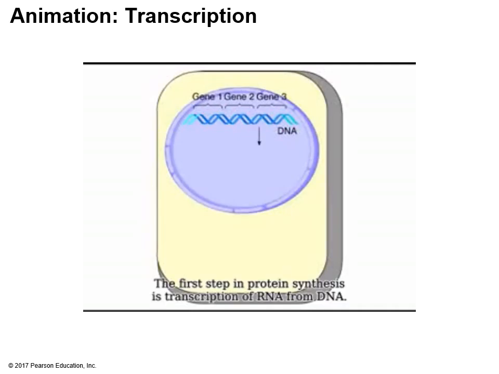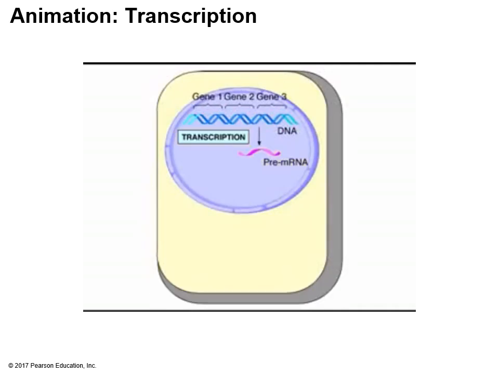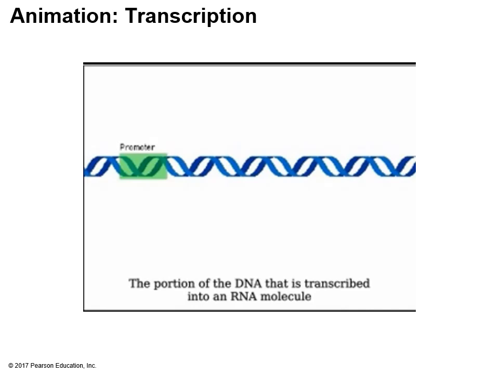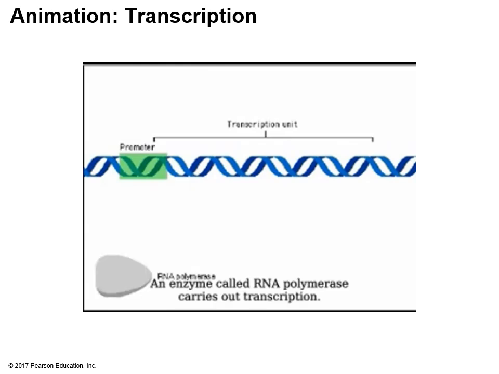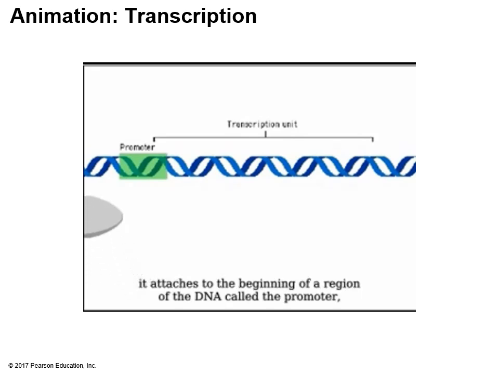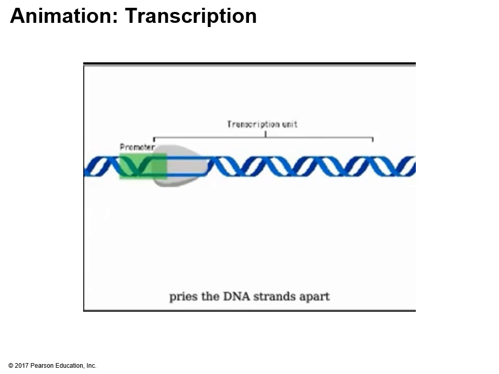The first step in protein synthesis is transcription of RNA from DNA. The portion of the DNA that is transcribed into an RNA molecule is called a transcription unit. An enzyme called RNA polymerase carries out transcription. With the help of protein transcription factors, it attaches to the beginning of a region of the DNA called the promoter, pries the DNA strands apart, and untwists a short portion of the double helix.